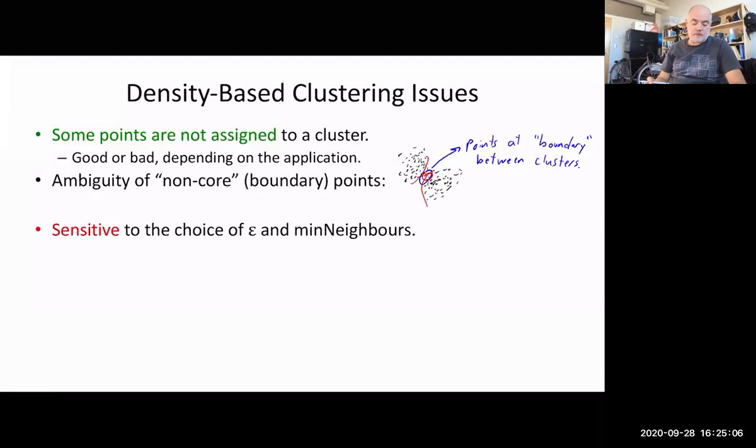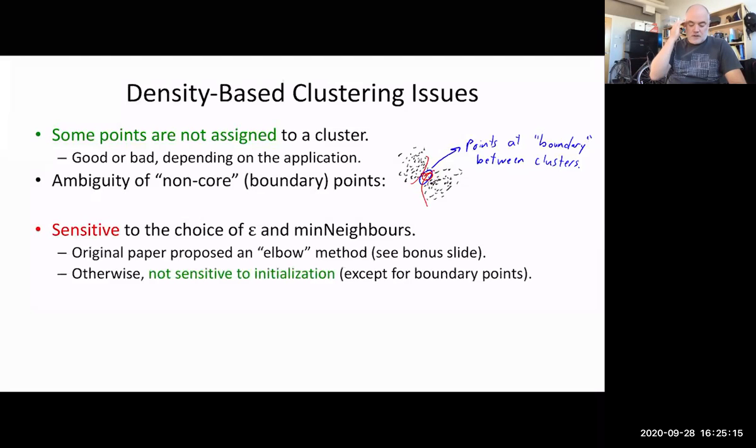It's an algorithm choice. Obviously, the clusters that are discovered are sensitive to the choice of epsilon and min neighbors, right? And there's a way to set some of these hyperparameters using a summary statistic you can compute of the clustering algorithm as it goes, or as you run it with different values of epsilon and min neighbors. It's not that critical, and you can look at it in the bonus slides.